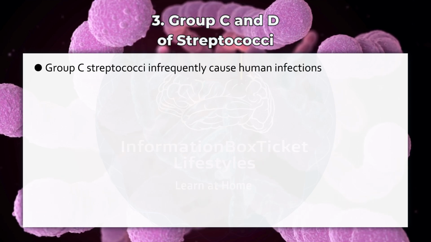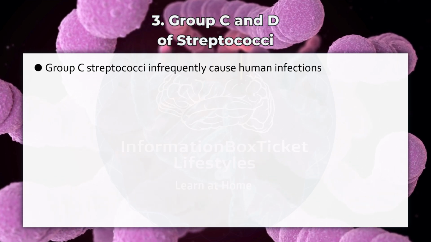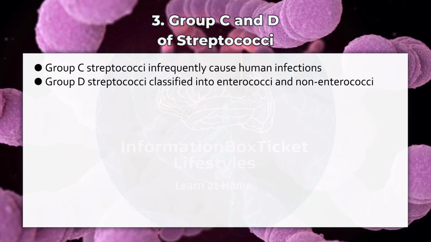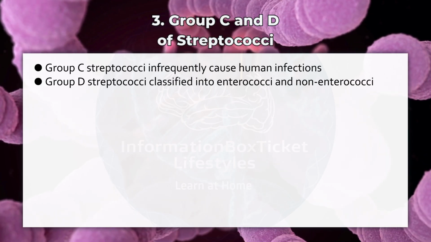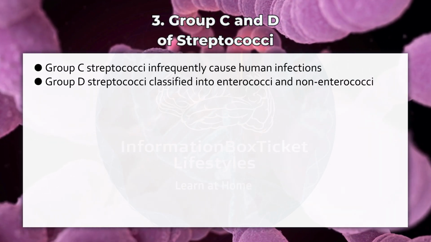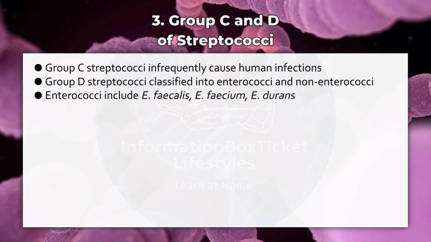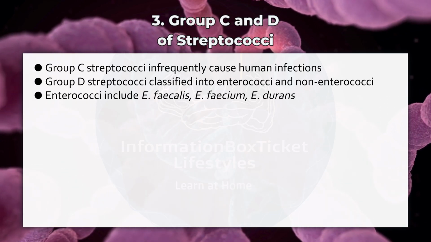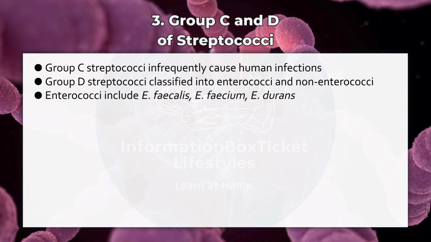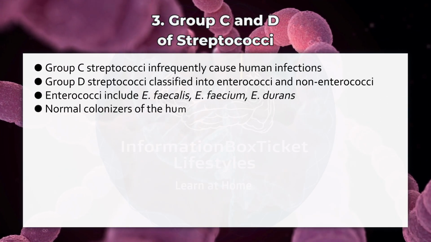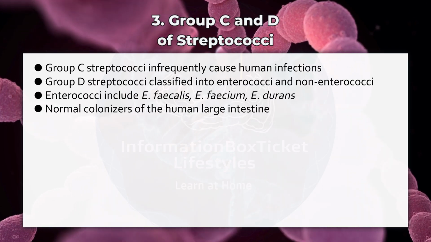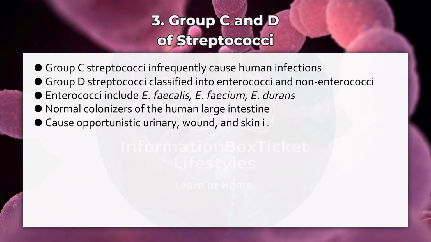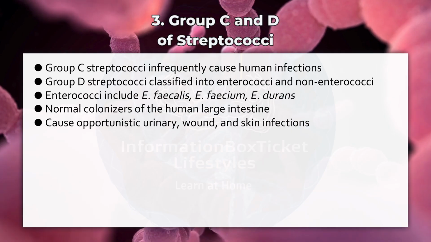Group C Streptococci infrequently cause human infections. Group D Streptococci are classified into enterococci and non-enterococci. Enterococci include Enterococcus faecalis, Enterococcus faecium, and Enterococcus durans. They are normal colonizers of the human large intestine and cause opportunistic urinary, wound, and skin infections.